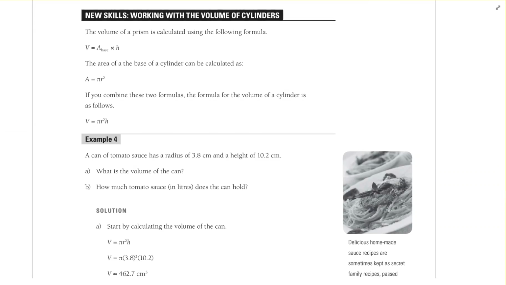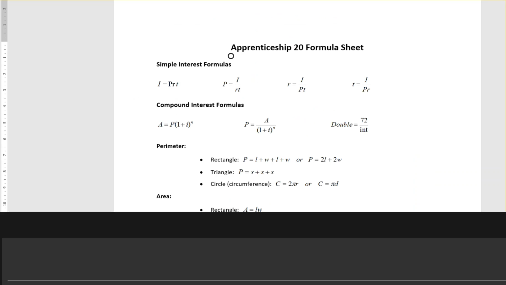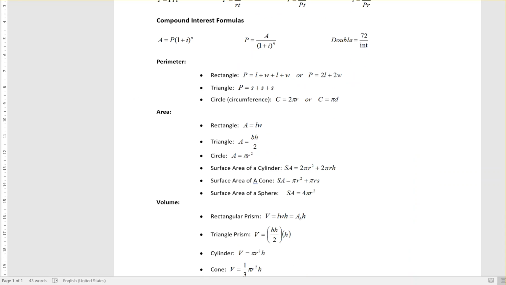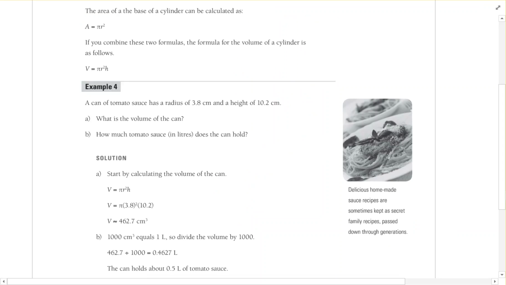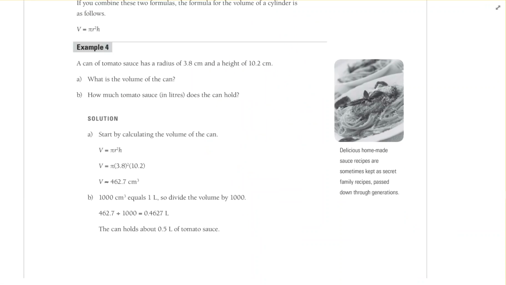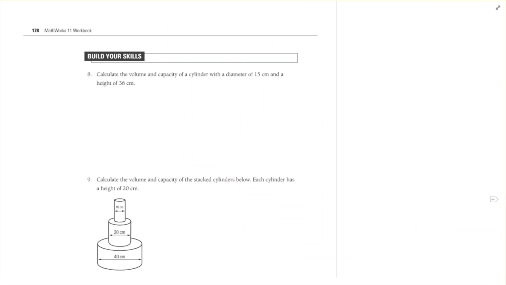Now, we're going to be moving on to volume of a cylinder. If you go back to your formula sheet, it's right here. Volume of a cylinder is V equals pi times r squared times h. And that's it. We just really need that formula. You can look through that one if you like, but let's just jump into the next one.